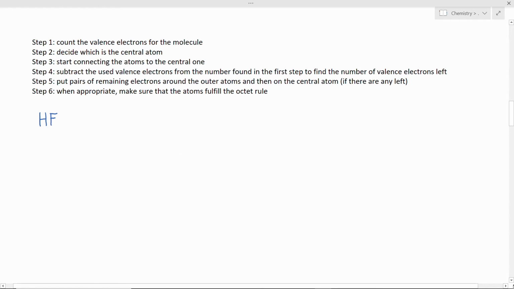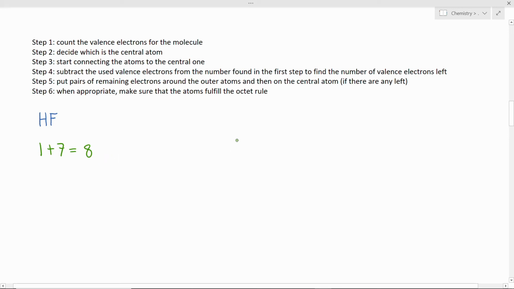Now let's do another example. For HF, hydrogen fluoride. Step 1 is to count the valence electrons for the molecule. So for hydrogen, here we have 1 valence electron because hydrogen is in group 1. And then for fluorine, because it is in group 7, we have 7 more. And we add those up. So we have 8 valence electrons in total.